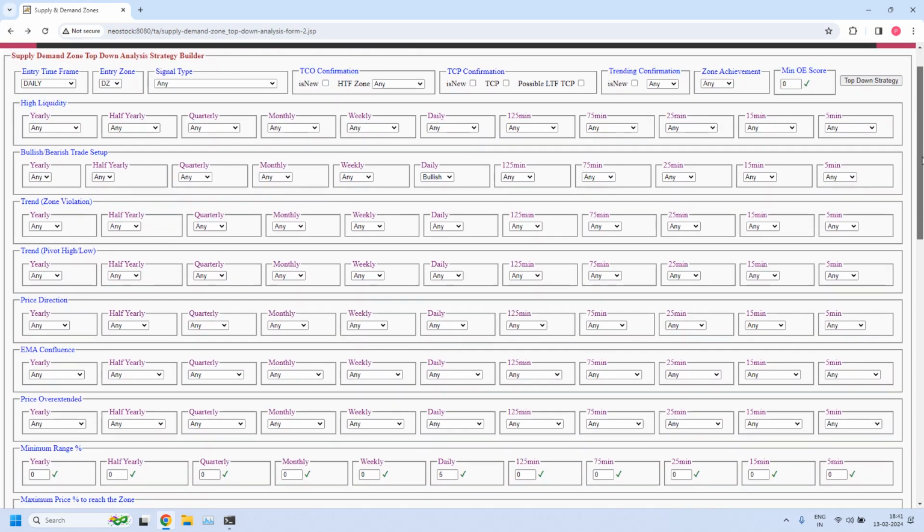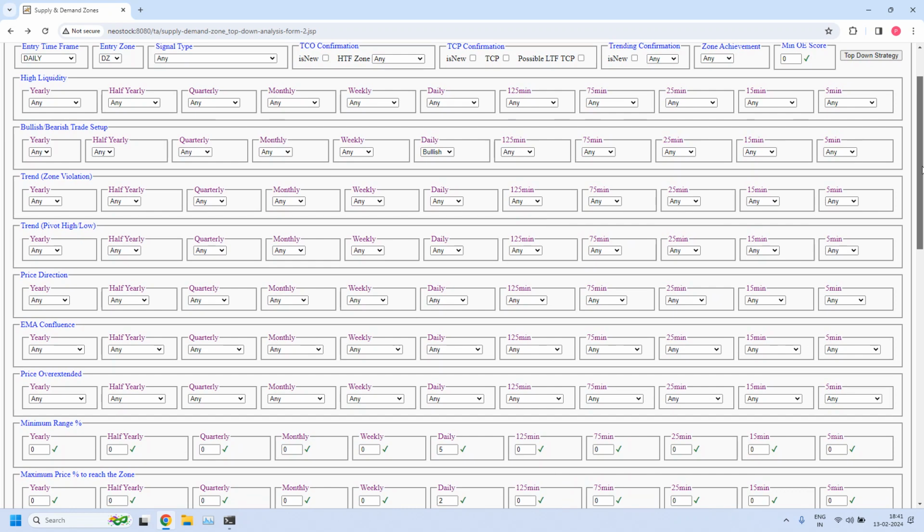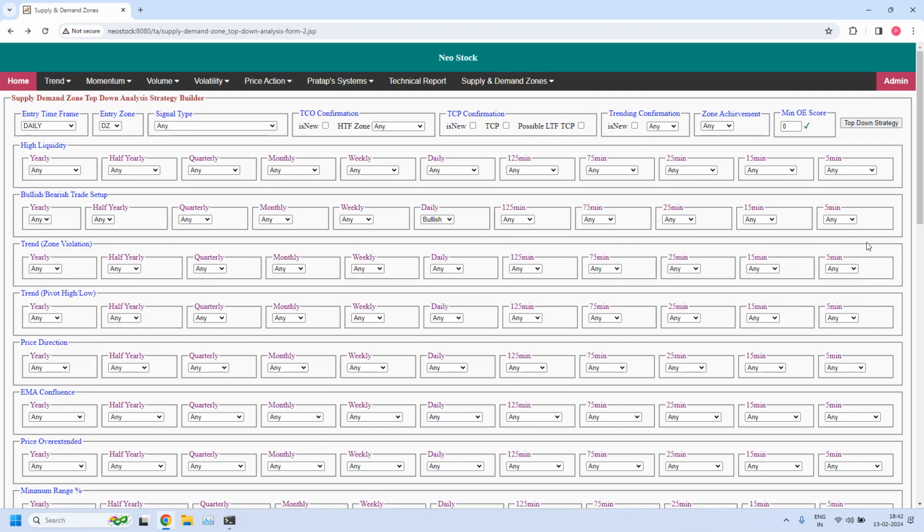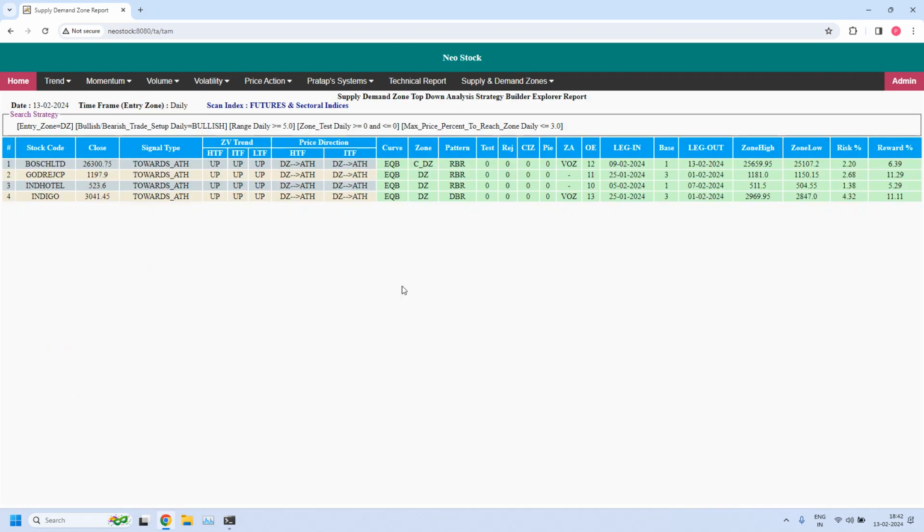So let us increase the percentage to 3%. The maximum price percentage to reach the zone is from 2% to 3%. At least within the 3% range, how many stocks are there? Below the 3% level, now these 4 stocks are filtered. And all these stocks are all-time high zones. And all these stocks' prices are moving towards the all-time high, even though they are all fresh zones.